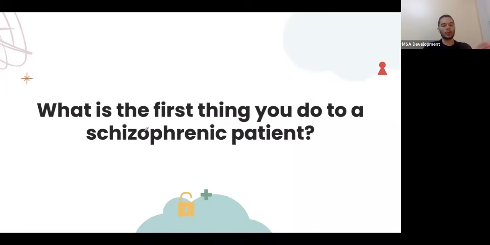طيب, you get a schizophrenic patient. What is the first thing you do to that patient? First thing is you need to start the patient on medications. If you know that they are schizophrenic, you need to give them medication. Why? You need to reduce the duration of psychosis.